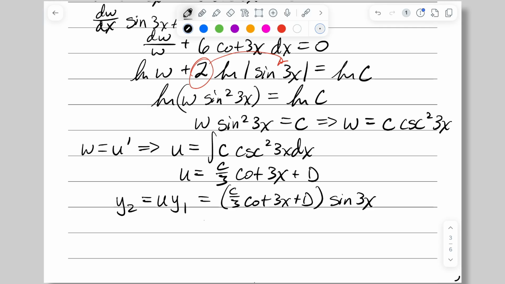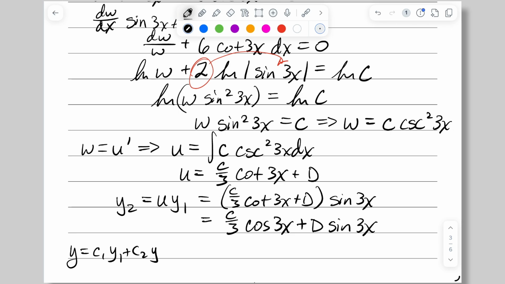When we distribute this, we get c over 3 cotangent of 3x times sine of 3x is going to give us a cosine of 3x. And then if we said plus d times the sine of 3x, we're actually now repeating information that we already have. We don't need it. Remember that the general solution looks like y equals c1y1 plus c2y2.